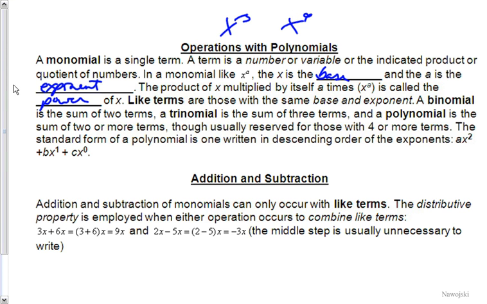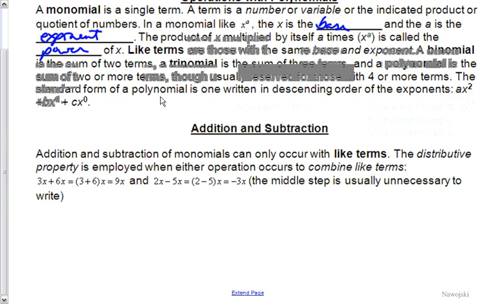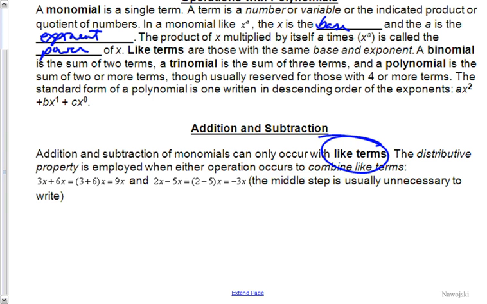So we're going to take a look at polynomials and add and subtract, okay? Addition and subtraction of monomials can only occur with like terms, okay? Like terms, big deal there. When you add, what you do is add the coefficients or subtract the coefficients, right? And combine like terms. Look at this one, 3x plus 6x. If you wanted to, technically you could factor out the x and you get 3 plus 6 times x, which is 9x. Same with this one here, 2x minus 5x is 2 minus 5, which is negative 3x. We usually don't write it this way. You should be able to do this in your head and go from there.